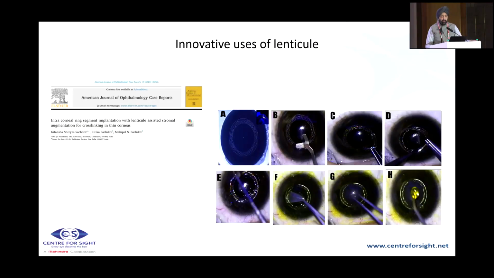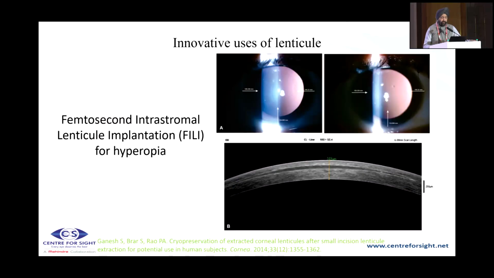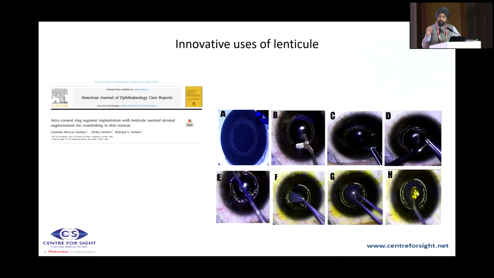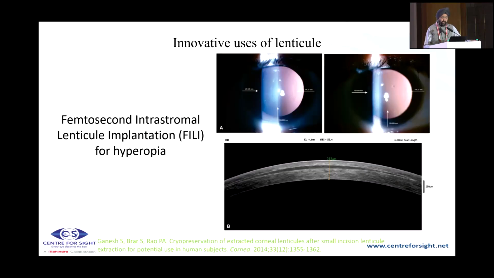Now, other innovative uses of the lenticule are intracorneal ring segments. You know that for keratoconus or ectasia, you use a PMMA ring segment, which is called Intacs or Keraring. But Soosan Jacob has described the use of parts of the lenticule or the cornea to be put like the same. She calls it CARES. So this is something that has been described.